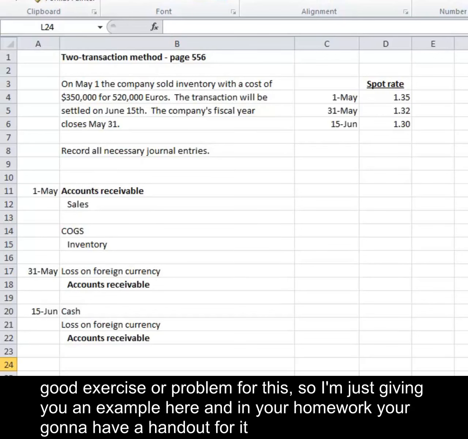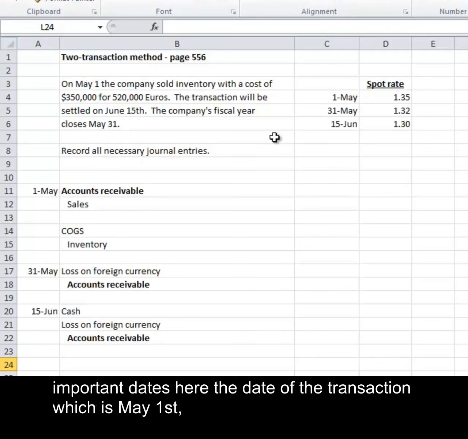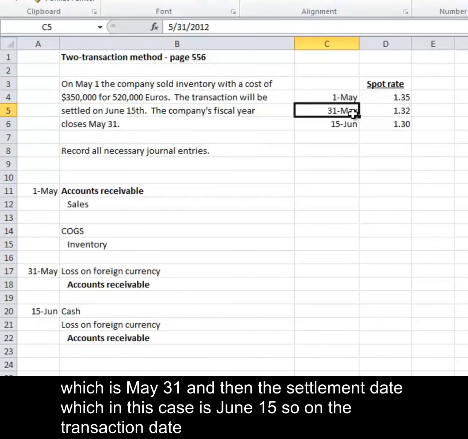Now, the text doesn't have a really good exercise or problem for this, so I'm just giving you an example here, and in your homework you're going to have a handout for it. In this example, on May 1st, the company sold inventory in euros. Obviously it has to be converted to dollars. And there are three important dates here: the date of the transaction, which is May 1st, a period ending date when we have to adjust, which is May 31st, and then the settlement date, which in this case is June 15th.